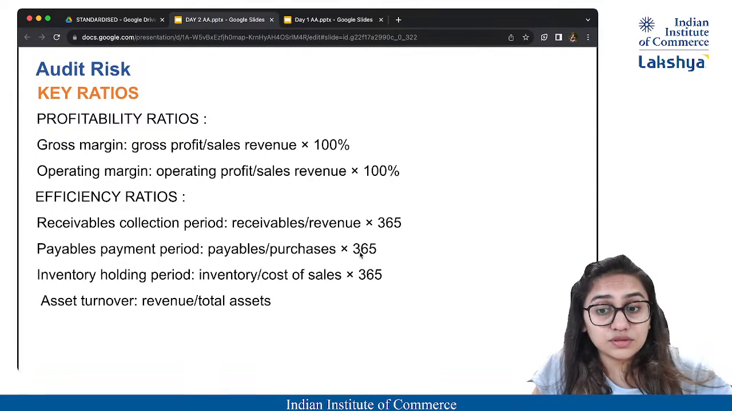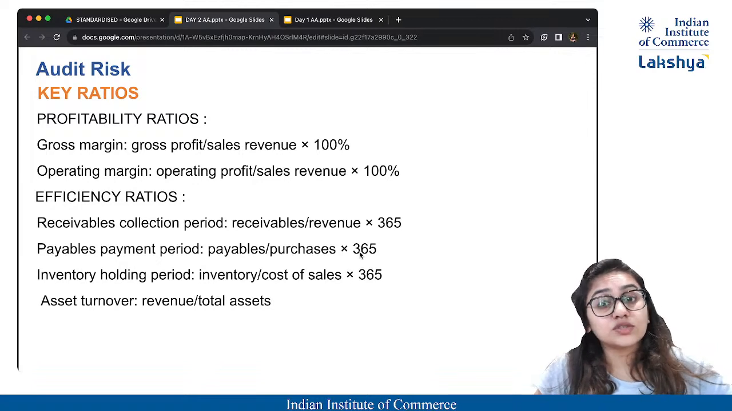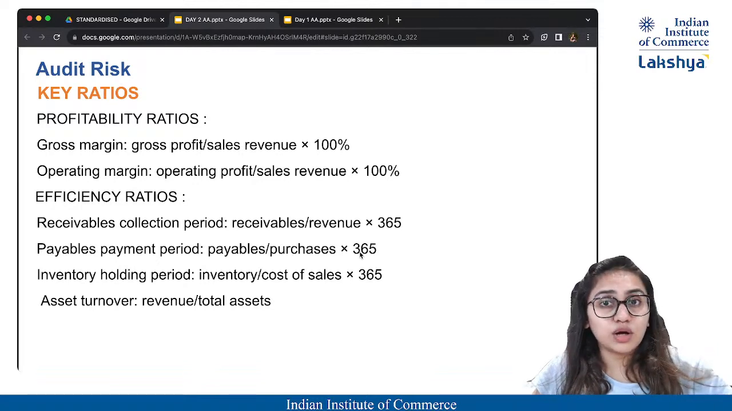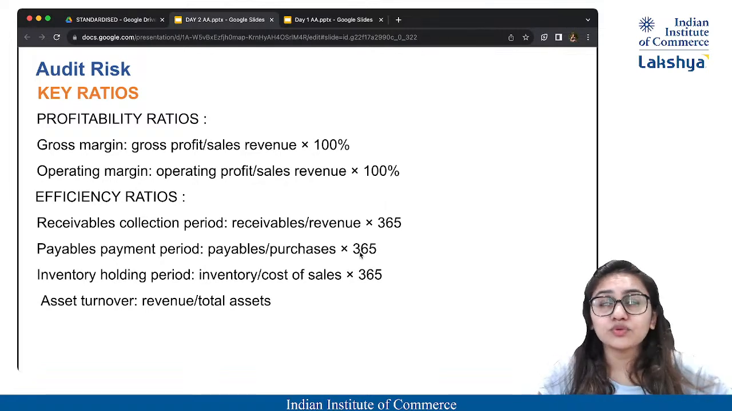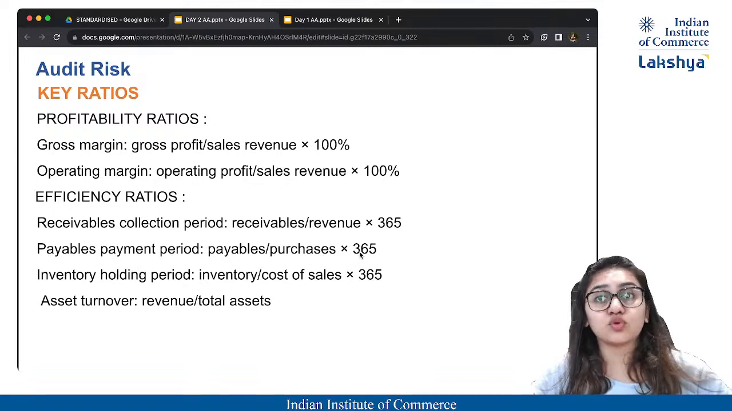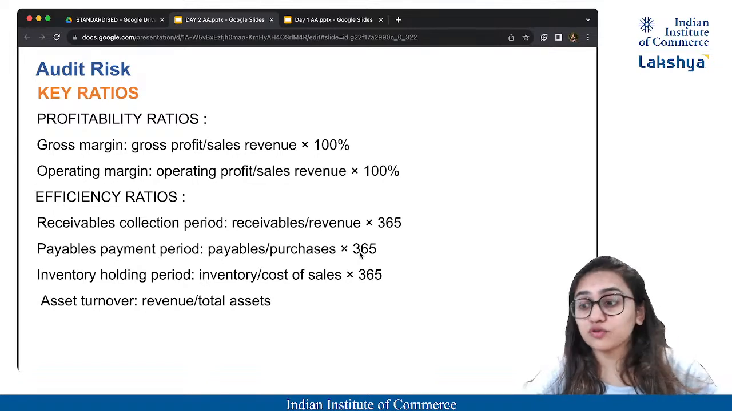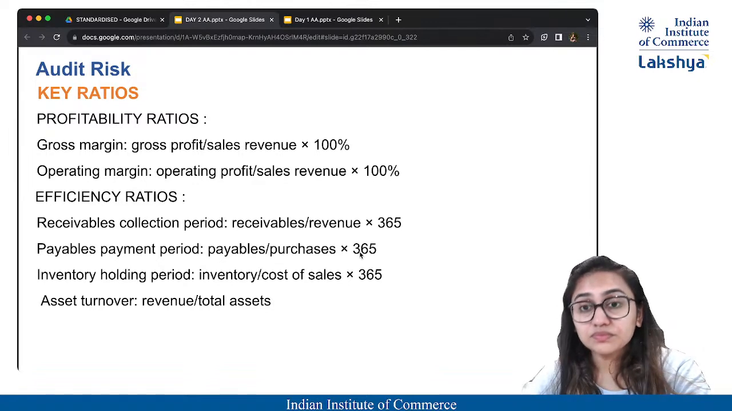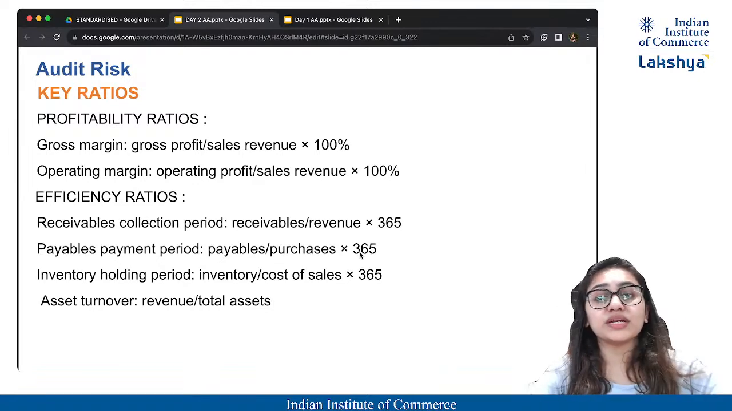Asset turnover: how quickly your asset is turned over into revenue, how quickly you're selling your assets. Revenue divided by total sales. These are some of the key ratios that will help you if you want to invest in the company or not. Looking at the inventory turnover, you will understand whether your inventory is getting sold off quicker. So that will give you an idea.